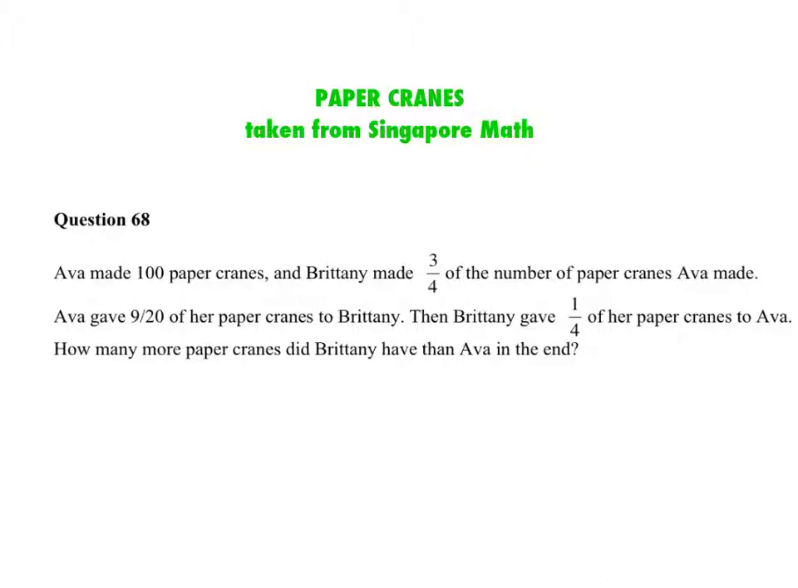Ava made 100 paper cranes, and Brittany made 3/4 of the number of paper cranes that Ava made. Ava gave 9/20 of her paper cranes to Brittany. Then Brittany gave 1/4 of her paper cranes to Ava. How many more paper cranes did Brittany have than Ava in the end?